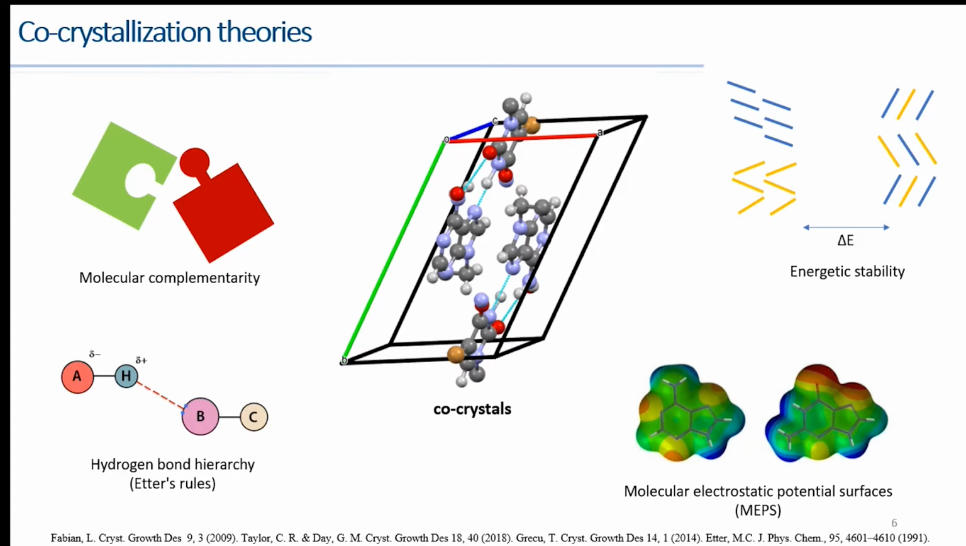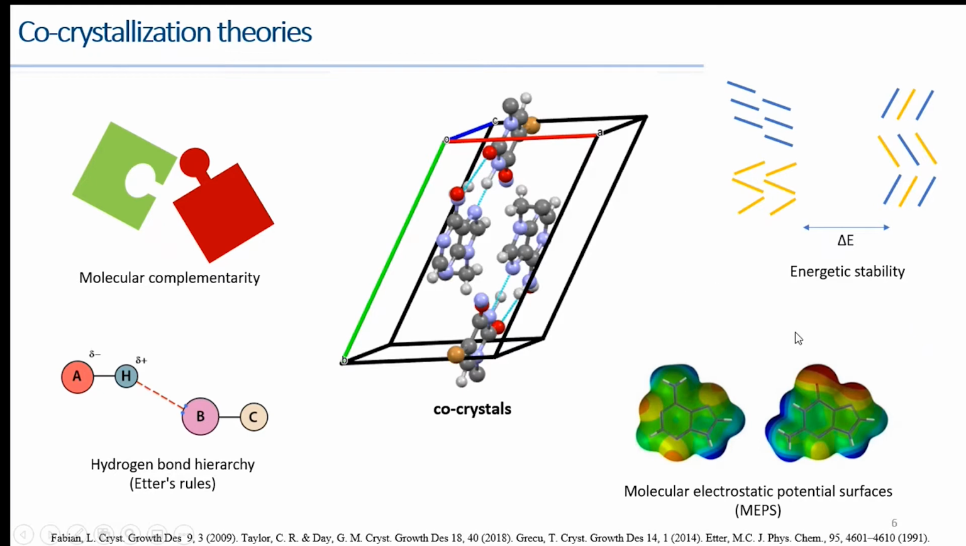Currently there exist several theories about how co-crystallization can happen. Starting from molecular complementarity, Fabian's method, where it was found by looking at molecular descriptors that if two molecules have similar size and polarity, then they tend to form a stable co-crystal structure. There are also other theories about the hydrogen bond hierarchy, known as Etter's rules, where the good donors and acceptors tend to form more stable co-crystals.